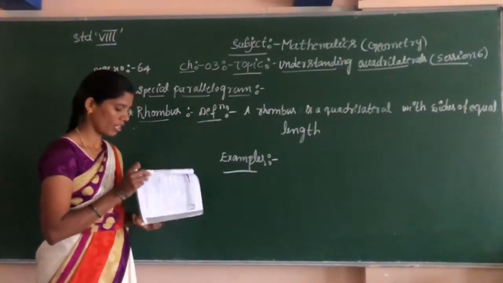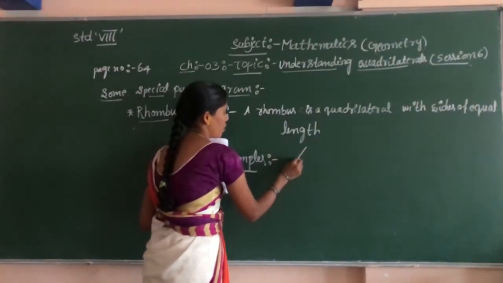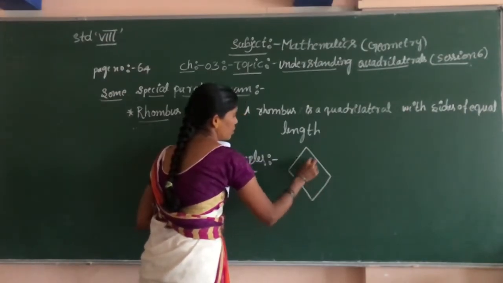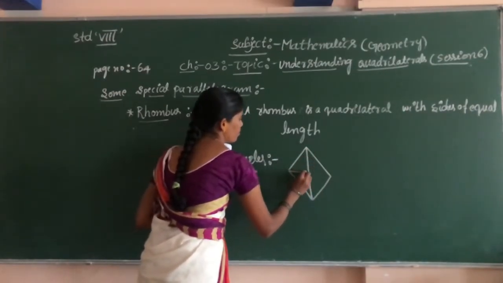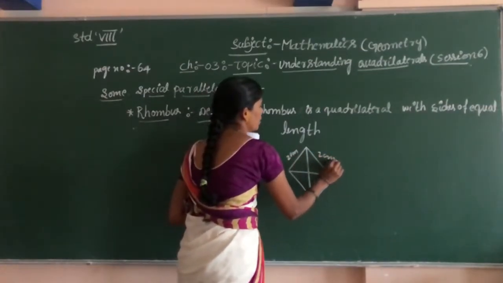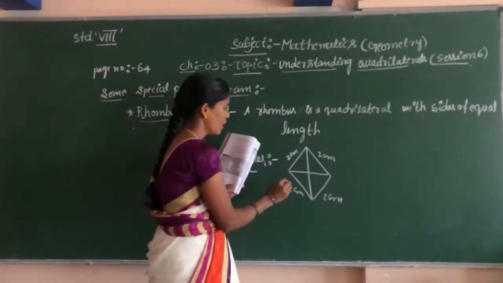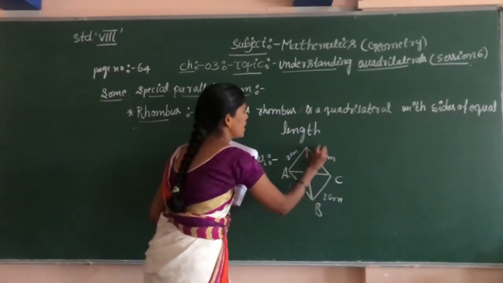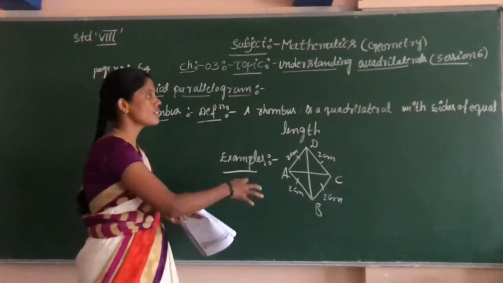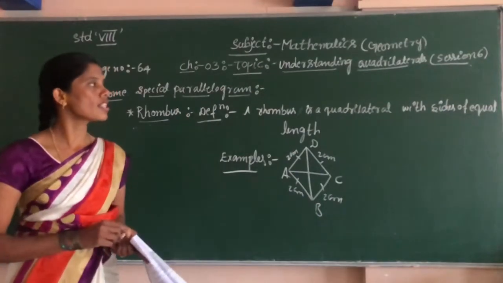One kind of rhombus is this: you should draw 2 centimeter, 2 centimeter, 2 centimeter and 2 centimeter, and put a line in the middle. Give the names A, B, C, D. So all sides are equal. This is also called a rhombus. Have you understood?